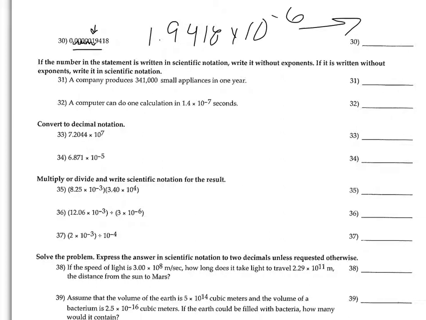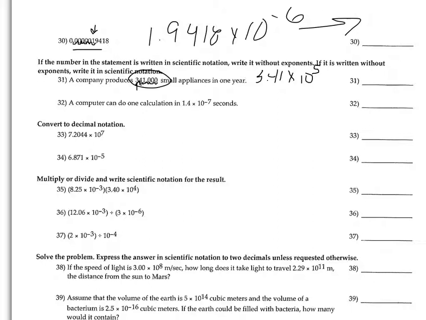Now, if the number in the statement is written without exponents, use scientific notation. So we want to put this number in scientific notation. A company produces 341,000 small appliances 1 year. To put this in scientific notation, we have to put the decimal between the 3 and the 4. So 3.41 times 10 to the how many decimals do we have to move it over? 1, 2, 3, 4, 5. So to the 5th.